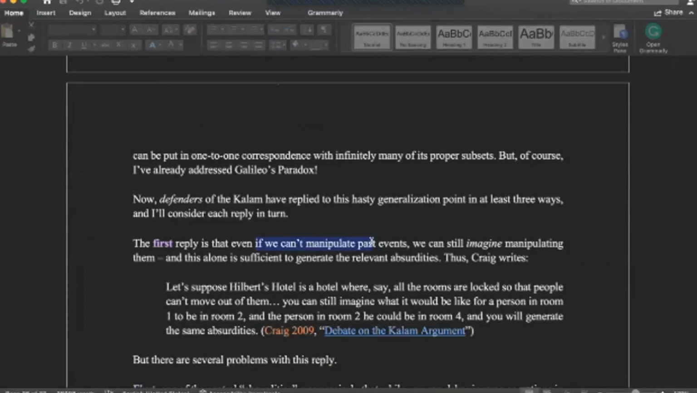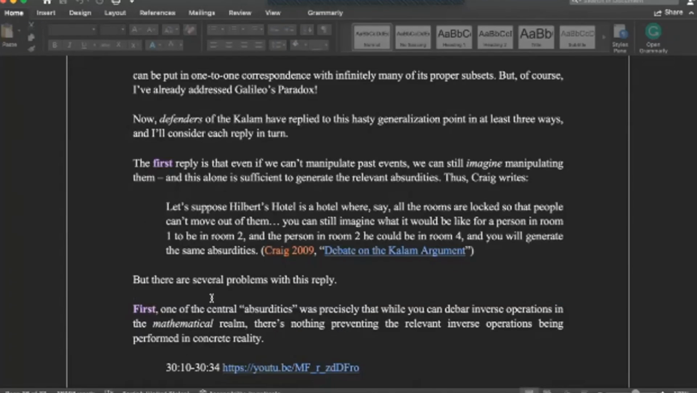The first reply is that even if we can't manipulate past events, we can still imagine manipulating them, and this alone is sufficient to generate the relevant absurdities. Thus, Craig writes, let's suppose Hilbert's hotel is a hotel where, say, all the rooms are locked so that people can't move out of them. You can still imagine what it would be like for a person in room 1 to be in room 2, and the person in room 2, he could be in room 4, and you will generate the same absurdity. But there are several problems with this reply.